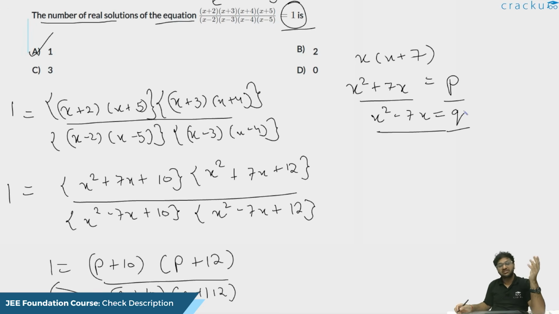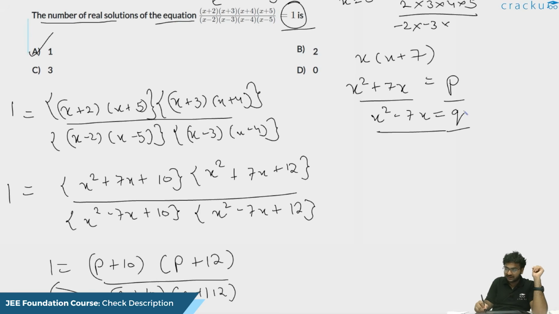Now if you put x equal to 0, cross verify. So 2 into 3 into 4 into 5 upon what is this? Minus 2 into minus 3 into minus 4 into minus 5. So this minus gets cancelled out, minus gets cancelled out. 2 cancels out, 3 cancels out, 4 cancels out, 5 cancels out. So we get 1 as the answer. So x equal to 0 is the only real solution of this equation.